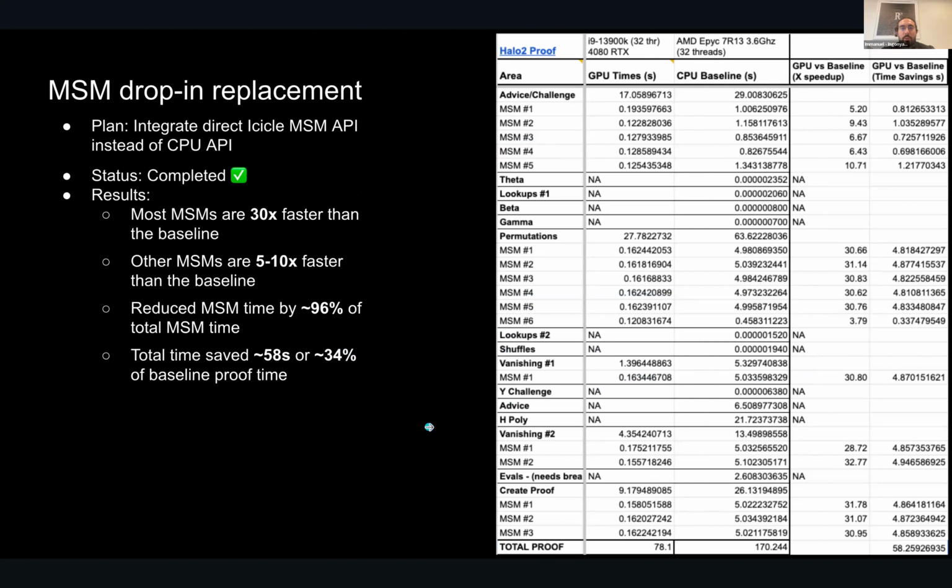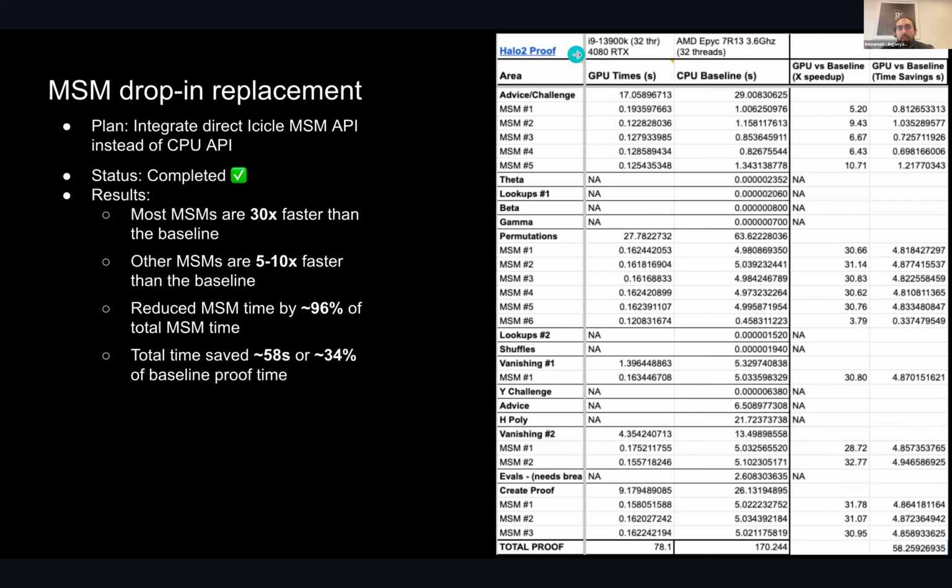So with a simple drop-in replacement of MSM, we experienced basically a 30x improvement on some of these MSM operations. Now, you see, different MSM operations have different sizes. If you look at this table here, we log each part of the Halo 2 algorithm, and we log the times that it took to do each MSM. So you can see here, this is the GPU time, and this is the CPU baseline time.